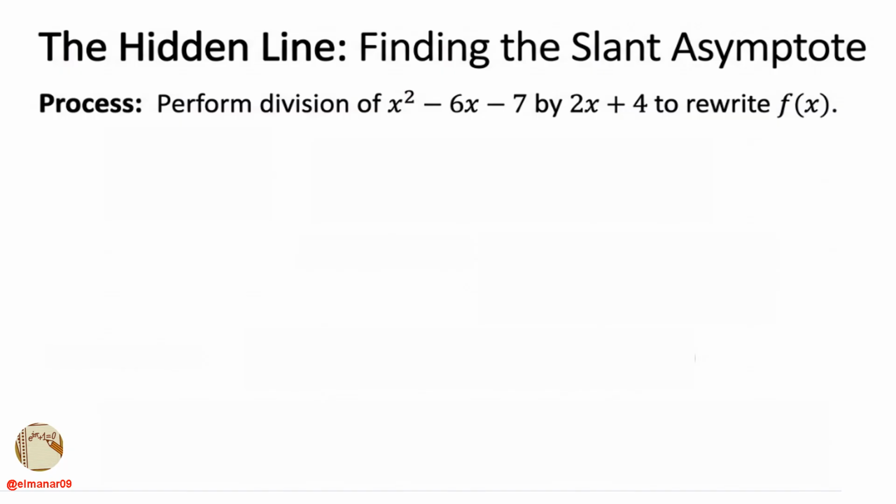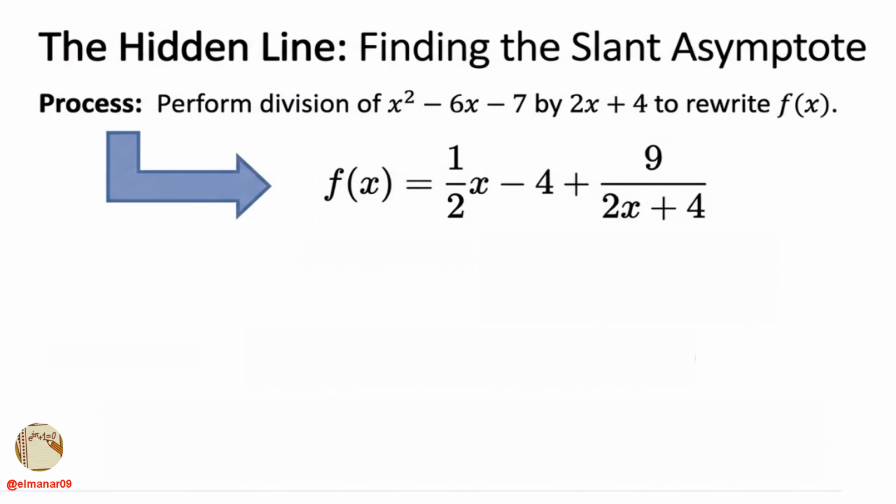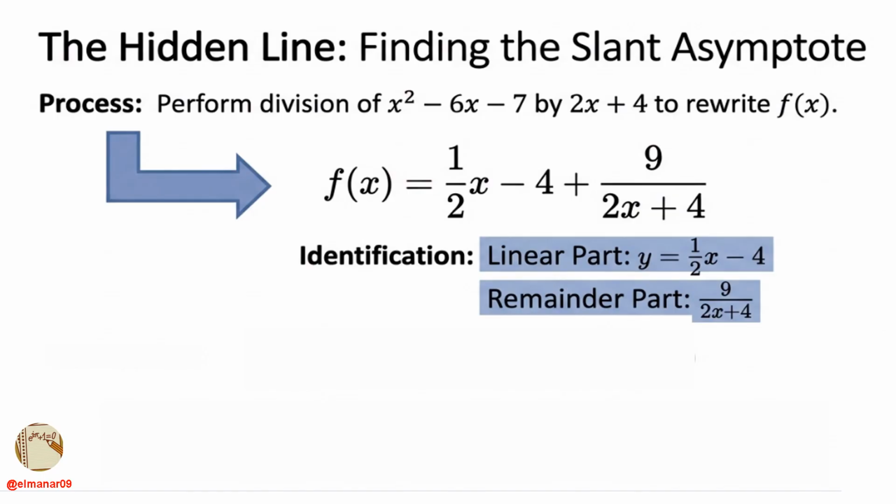It's like we're peeling an onion to see what's really going on inside. And look what happens when we do the math. Boom! We rewrite f of x into two very distinct parts. Look at that big blue arrow pointing to the result. f of x equals 1/2 x minus 4 plus 9 over 2x plus 4. I want you to see what I see. This is the identification phase, and it's beautiful. We've got the linear part, which is y equals 1/2 x minus 4. This is our hidden line, the soul of the function's behavior at the extremes. Then we have the remainder part, that 9 over 2x plus 4.